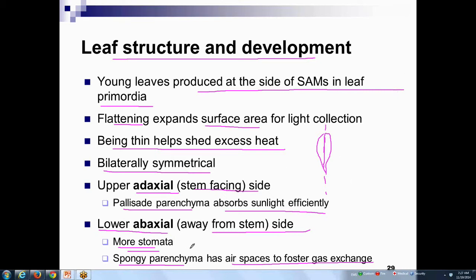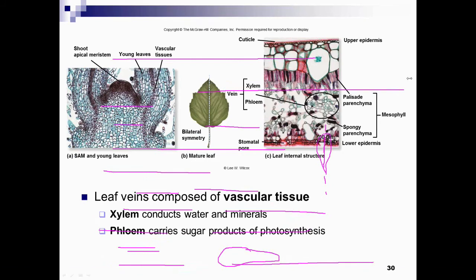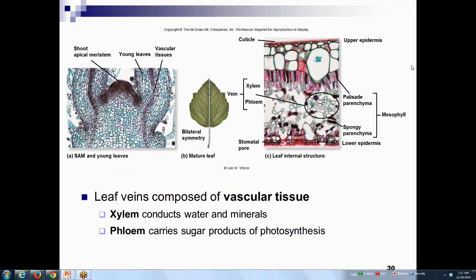Plus, it's also good to have the stomata on the lower side because that's where your spongy parenchyma is, where all those air spaces are. We want lots of CO2 coming into those air spaces in a nice, quick, efficient manner. So there are several reasons why that's the case, why those stomata are on the lower surface, on the abaxial surface. All right, guys, here are the leaf primordia.